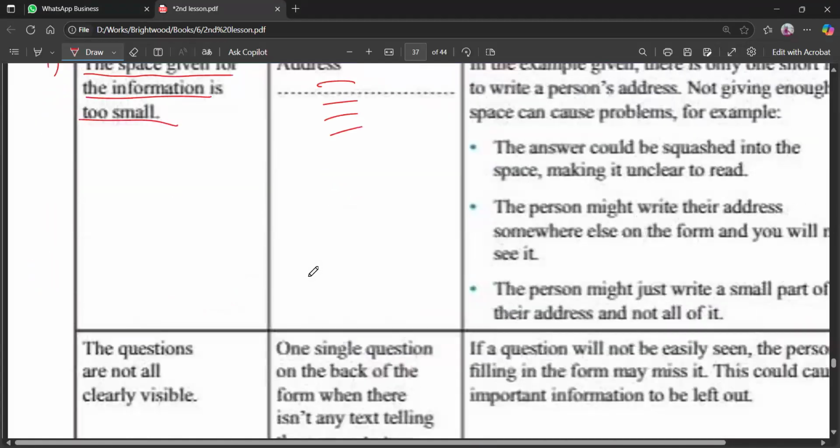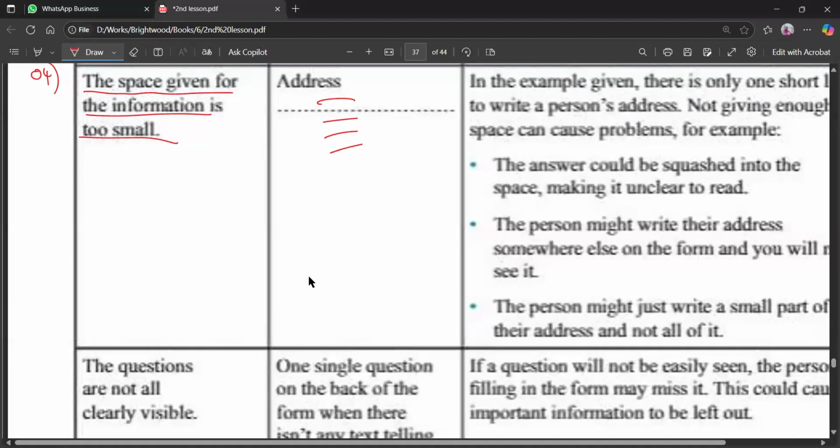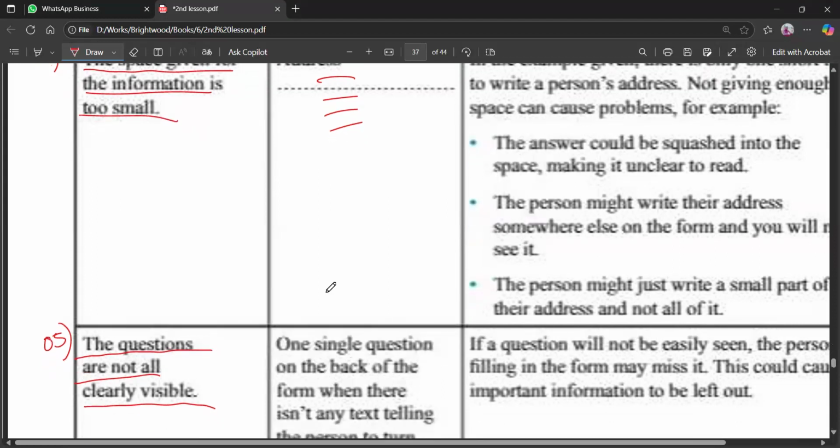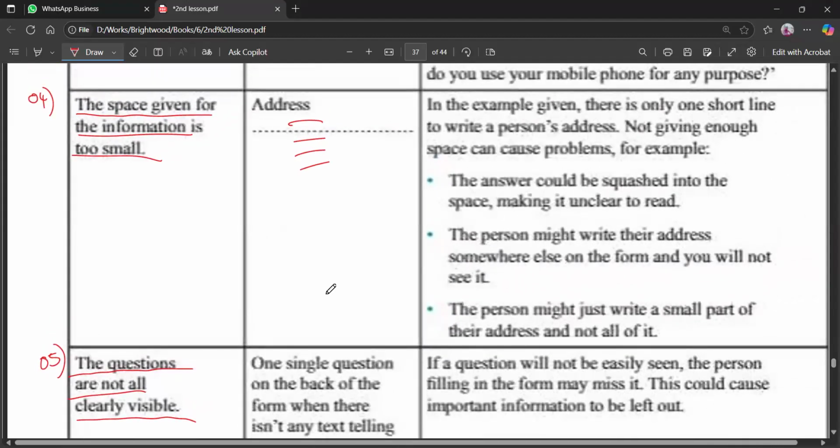Yes. Here, next thing. The questions are not all clearly visible. Sometimes the questions are not all clearly visible. All the details are not visible clearly. The questions are not all clearly visible.